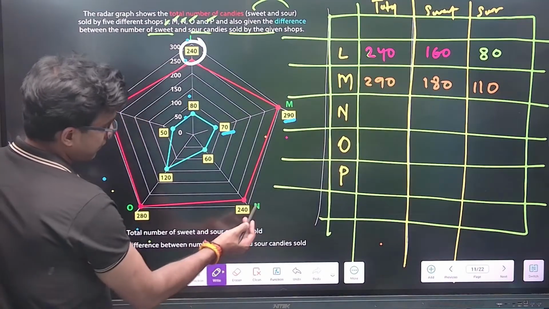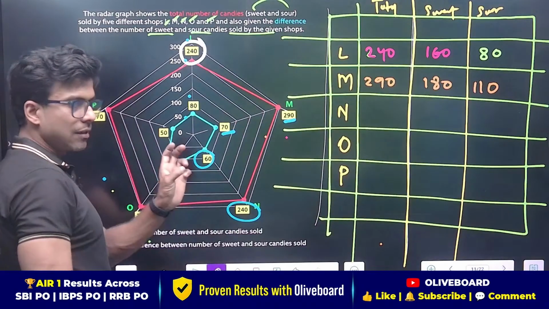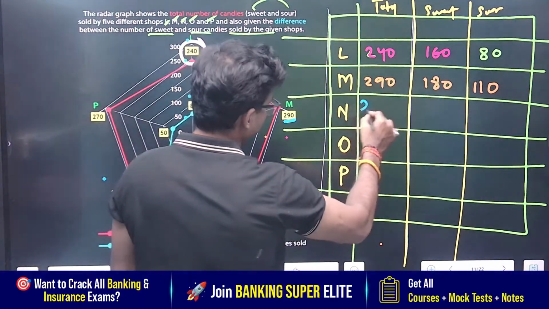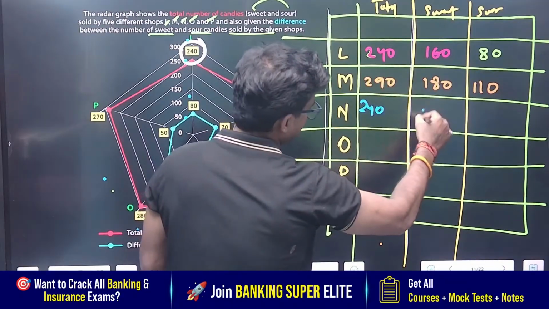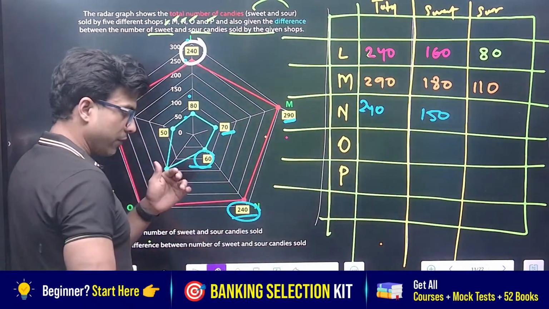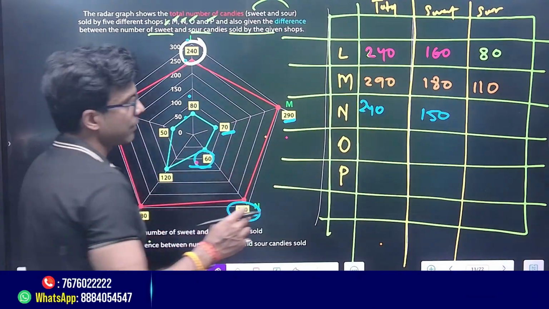Let's see N. N is 240 plus 60. 240 plus 60 is how much? 300. 300 divided by 2 is 150. Now 240 minus 60 is 180, and 180 divided by 2 is 90.